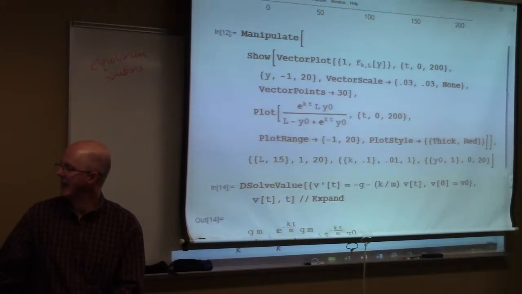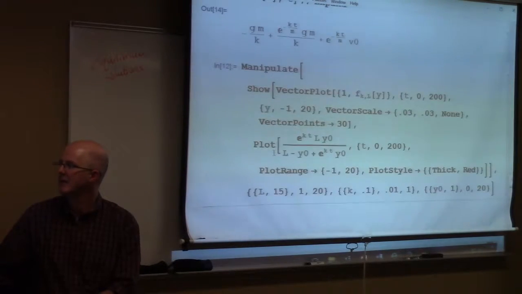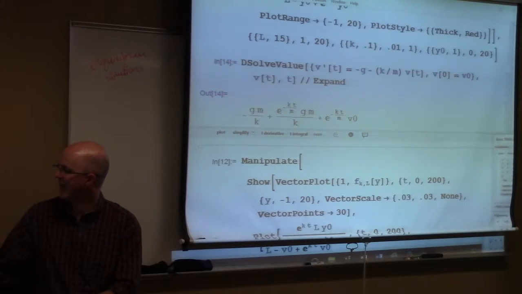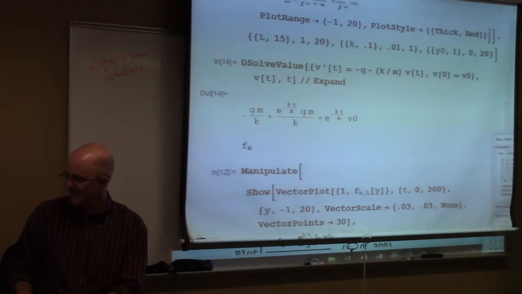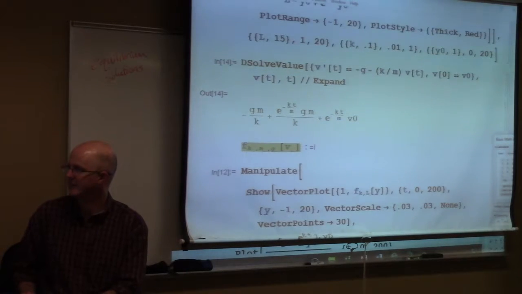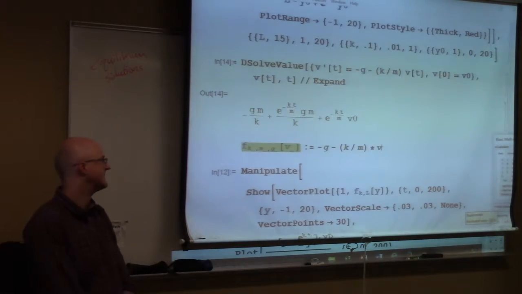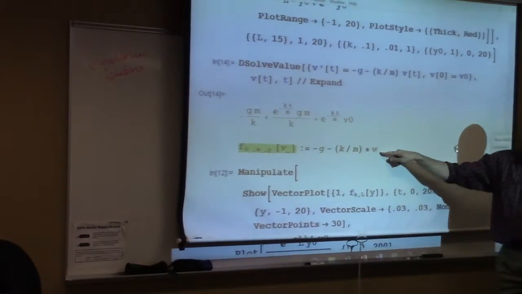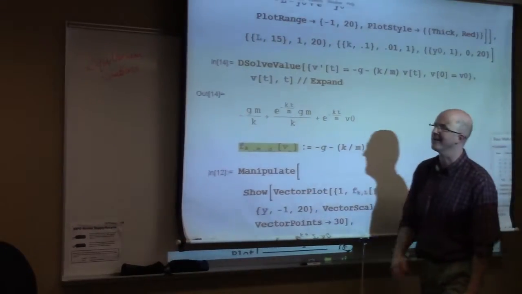Now let's go ahead and plot this with the slope field, although I'm going to need to change my f function as well. My right-hand side function now depends on g, k, and m. I'm going to have f sub k, m, g of v, not y, if I want to be consistent here. And it's negative g minus k over m times v. And here I do not put a t in there. The right-hand side of the differential equation, do not put a t down here. That's funny. I do it up there, but not there.